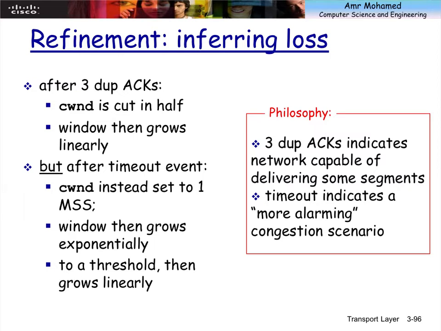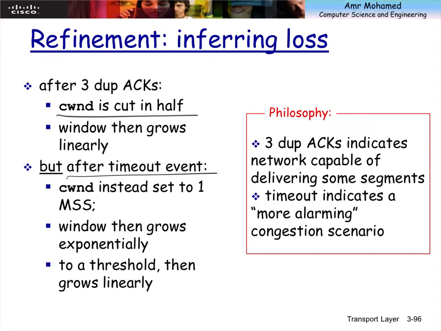So now, to infer the loss, to decide that there is some packet loss, or technically some possible traffic jam, we have 3 duplicate ACKs, as we said, and we have the timeout. After 3 duplicate ACKs, the congestion window is cut in half. Then when the window grows, it grows linearly. When we receive 3 duplicate ACKs, we don't drop back to 1. We drop to half, and we call this the congestion avoidance phase.